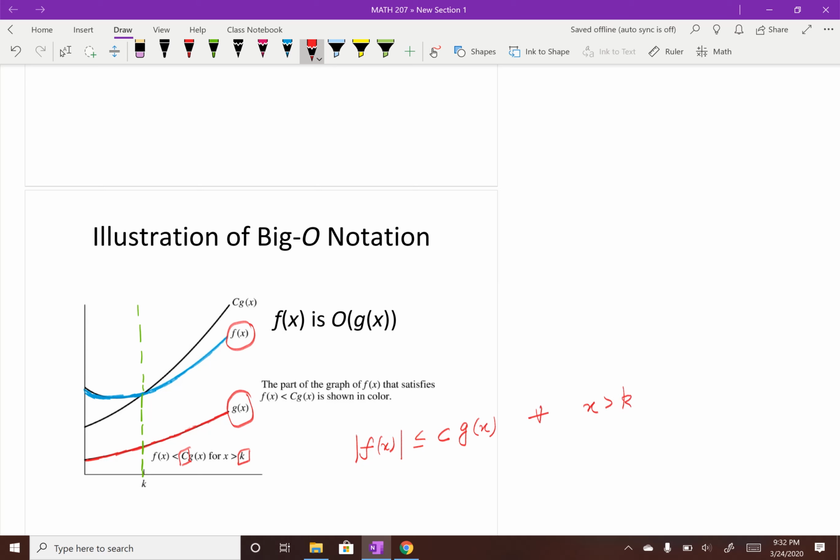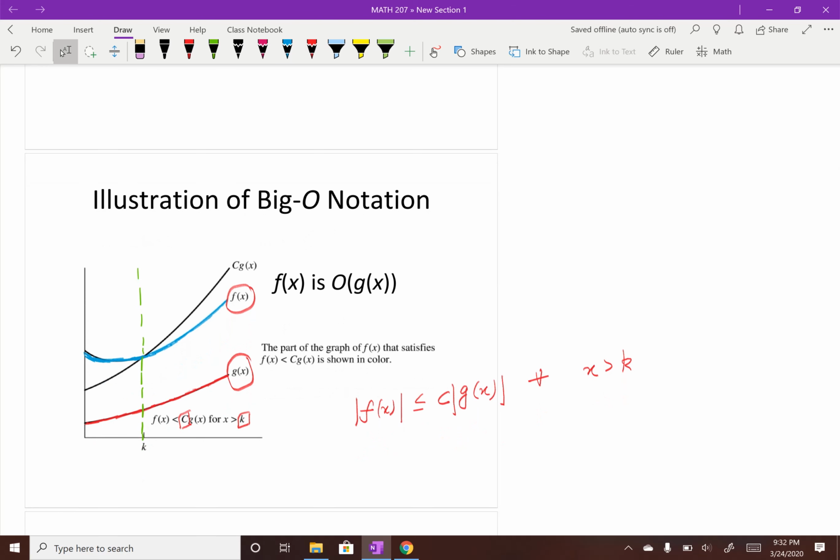If we are talking about f of x and g of x as time complexity functions, which mostly appear in computer science, they are functions of your input size, so they are always going to be positive functions. In that case, particularly in the area of computer science, we just get rid of the absolute value. You can even say f of x is less than or equal to c times g of x, because we are only talking about positive functions.